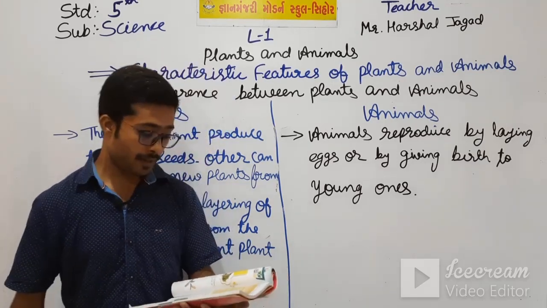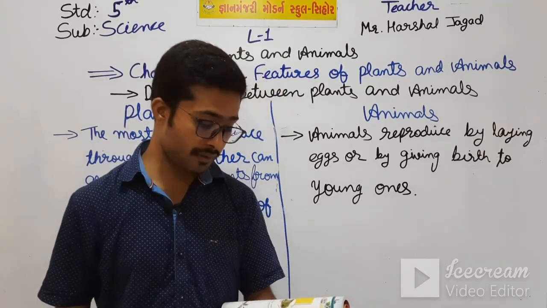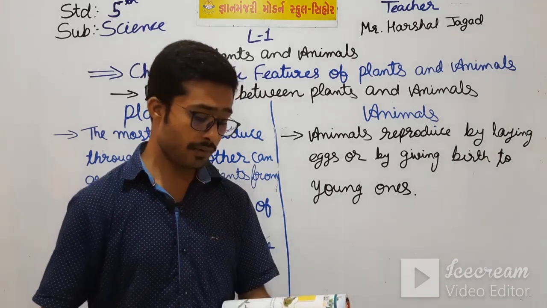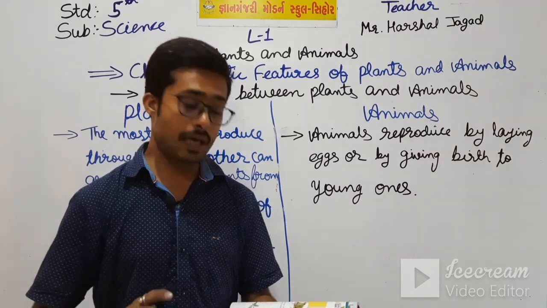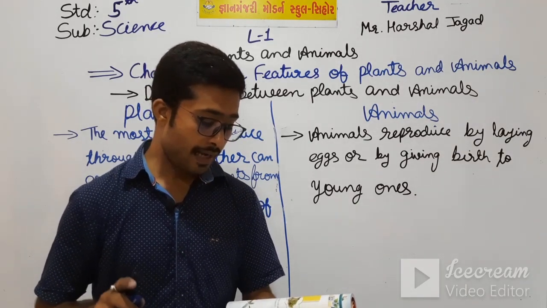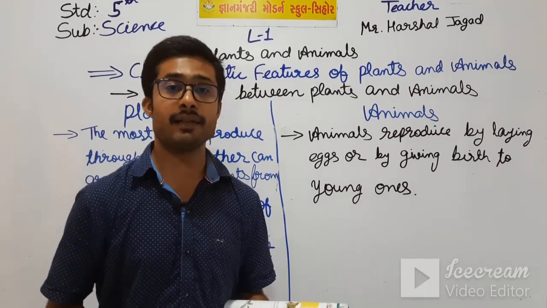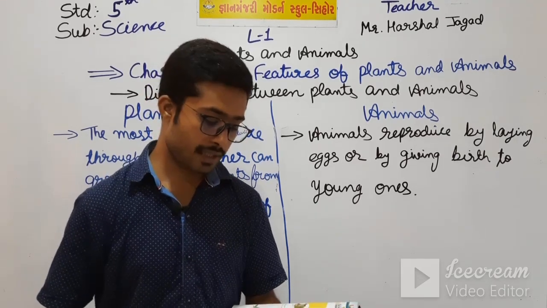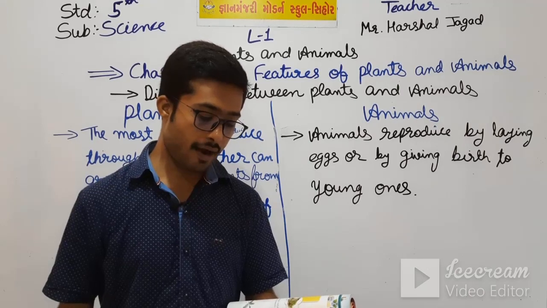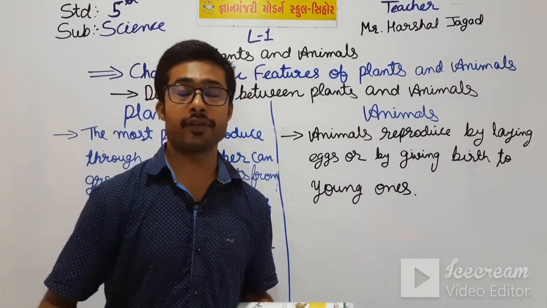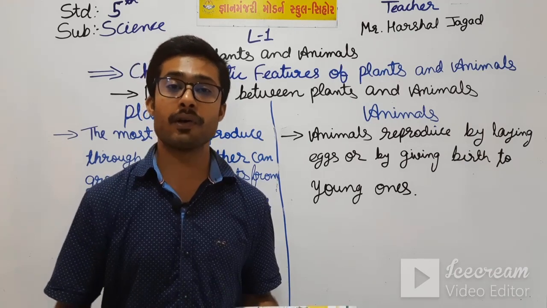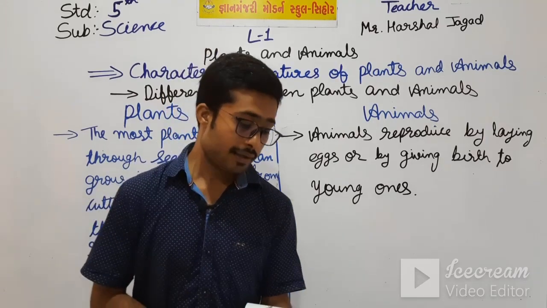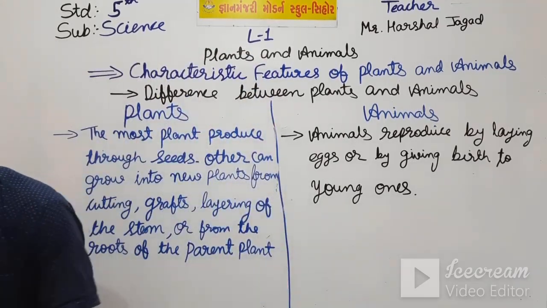Okay, now the next point, plants and trees keep growing all through their lives. They grow new branches and new leaves as time goes on. So the next point in animals is animals stop growing after a certain stage. Means after some certain stage they don't grow, they grow older, and after that they die. So this is the difference between plants and animals.